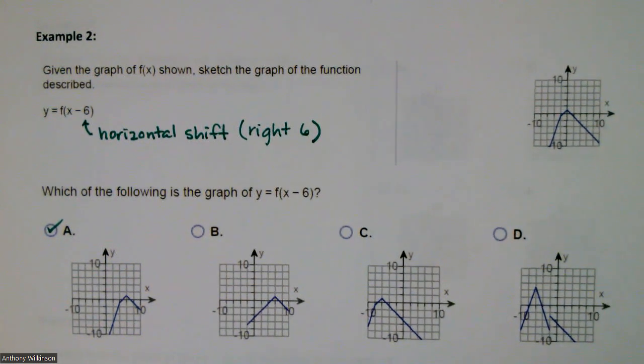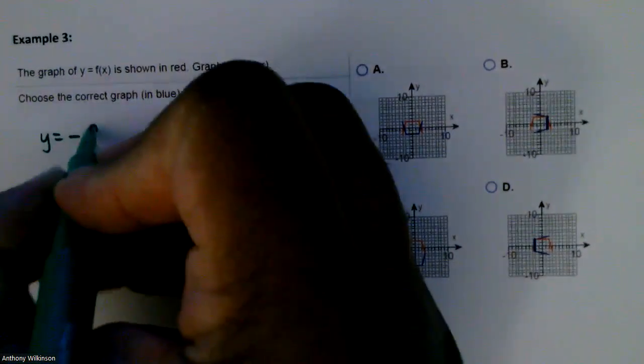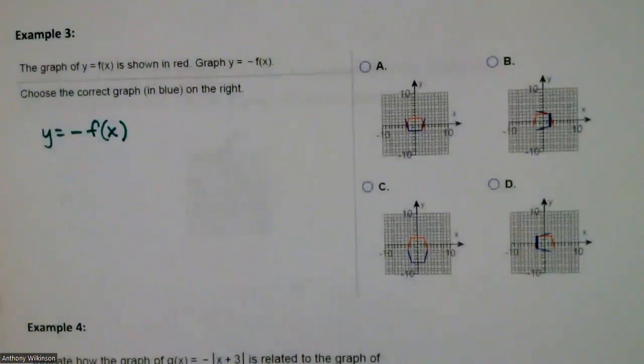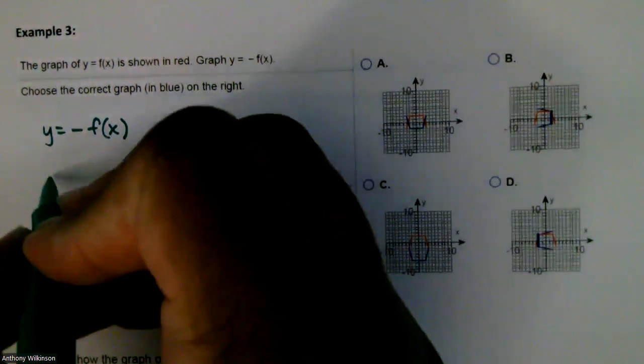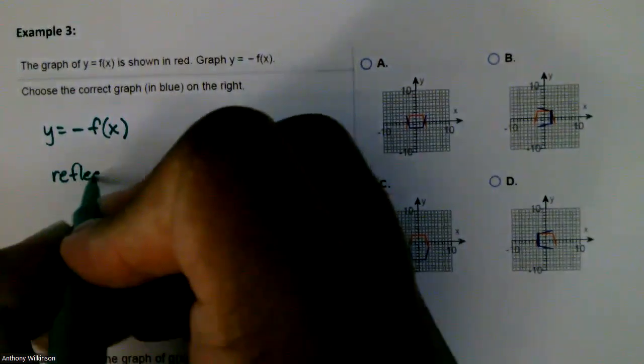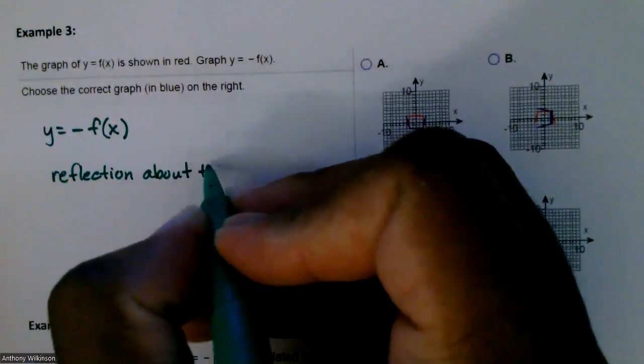Okay, here's another example where we got the graph of y equal f of x shown in red, and I want to come up with the graph of y equal negative f of x. So this time, notice that the negative sign is in front of f of x. So in this case here, that negative in front of f of x means that there is a reflection about the x-axis.